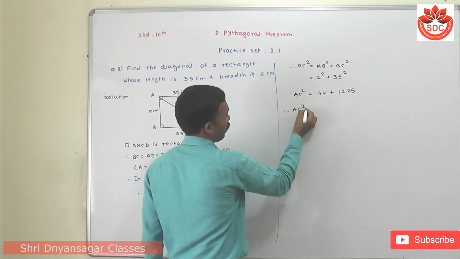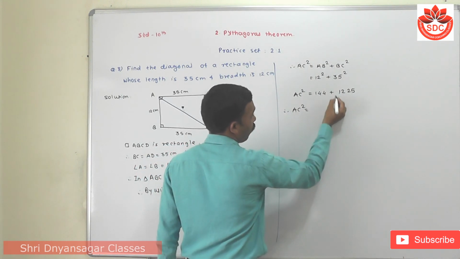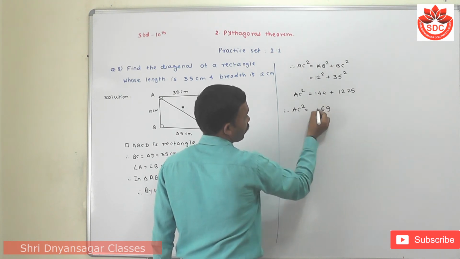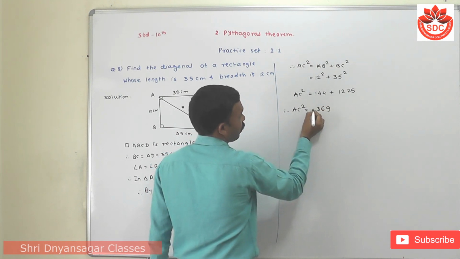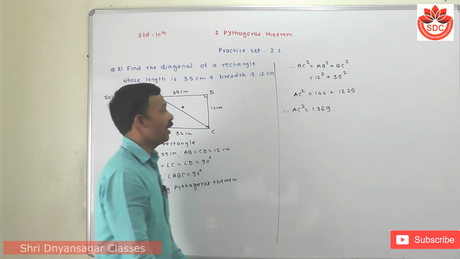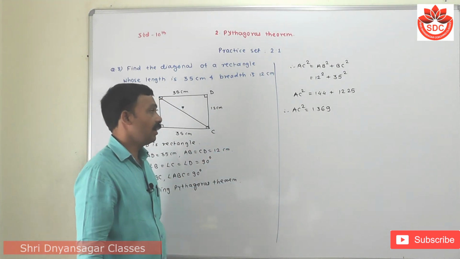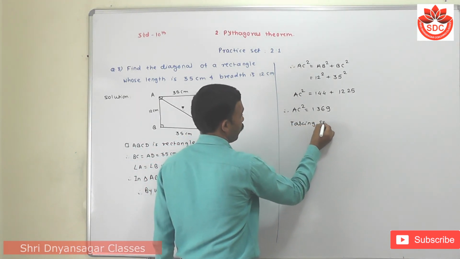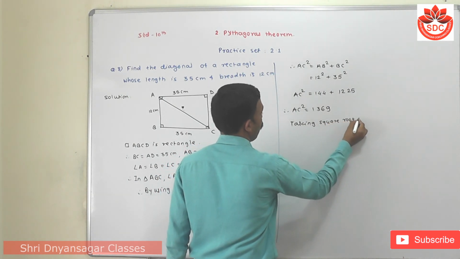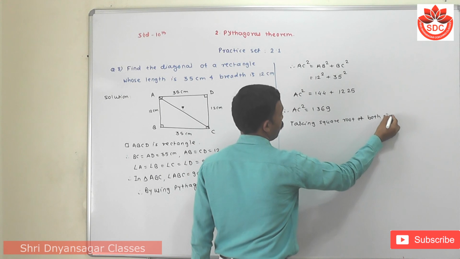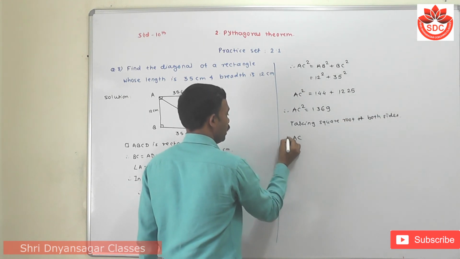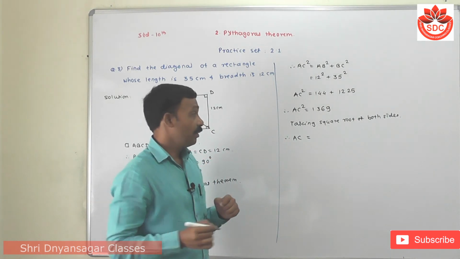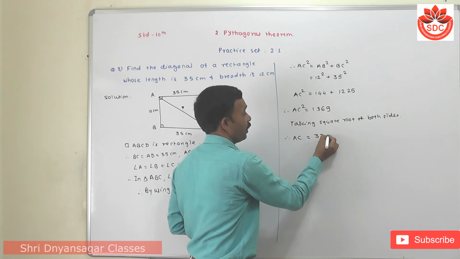Then AC square is equal to, adding it, 4 plus 5 becomes 9, 4 plus 2 becomes 6, 1 plus 3 is 3 and 1, which means 1369. Then taking the square root of both sides, students, AC is equal to the square root of 1369, which is 37. Therefore this is the value.